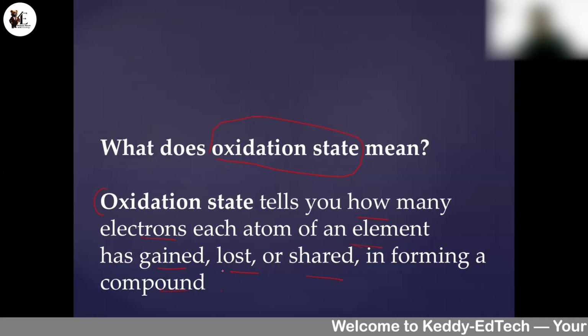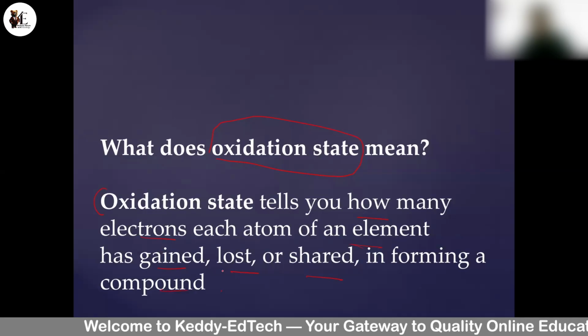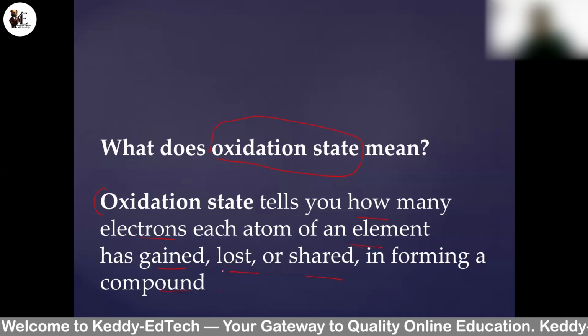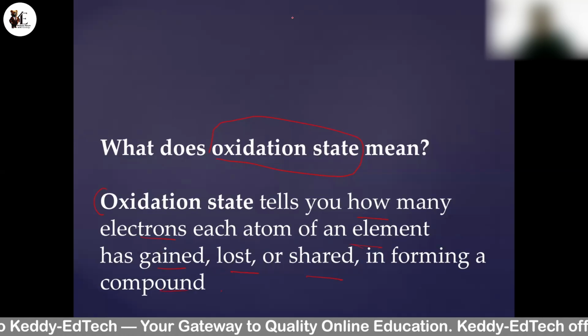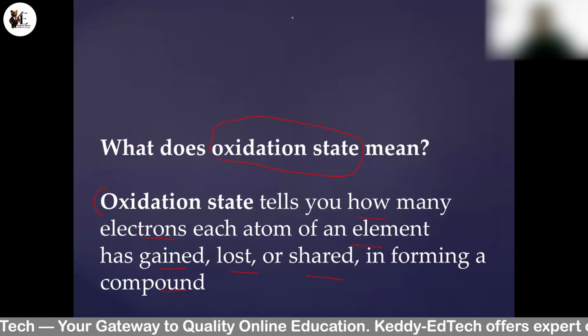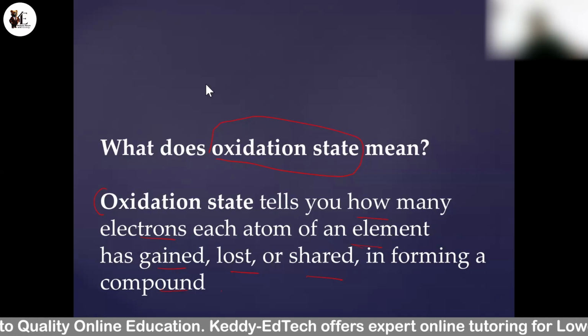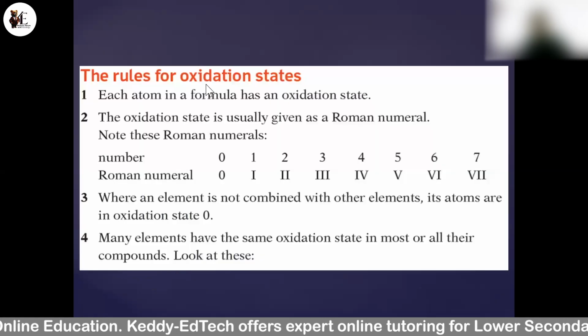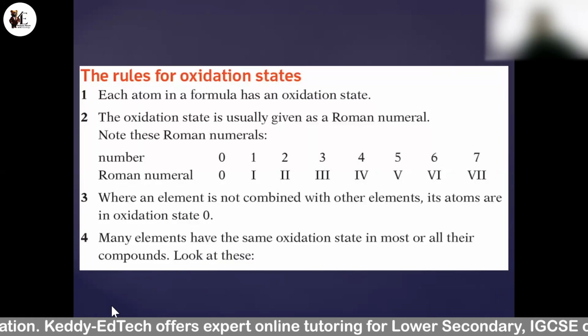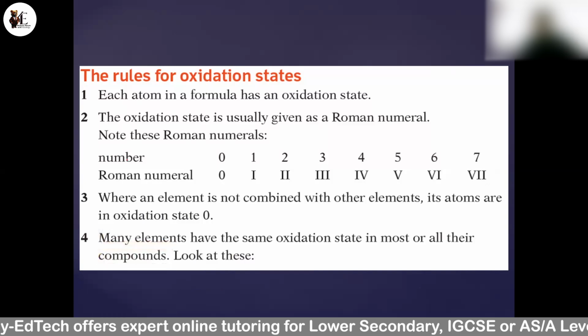So there are some rules that relate to how to write down the oxidation state of certain elements. I'm going to tell you all those rules, which you have to remember. First of all, write down the definition for oxidation state. So these are certain rules for writing the oxidation state. Very carefully listen to all these rules.